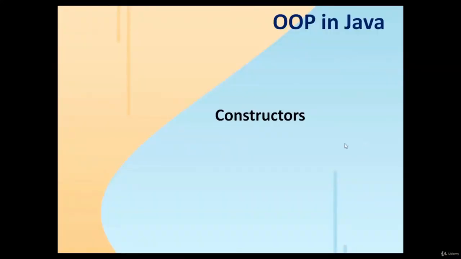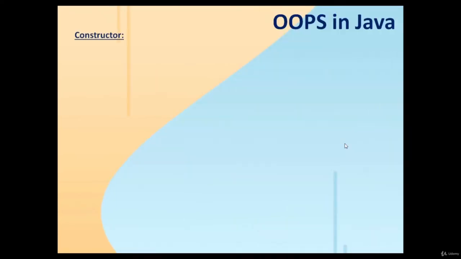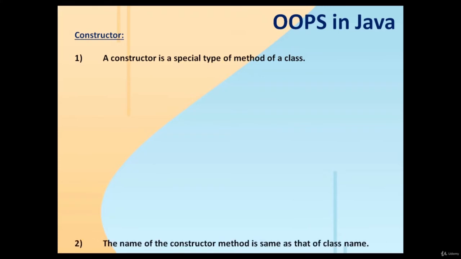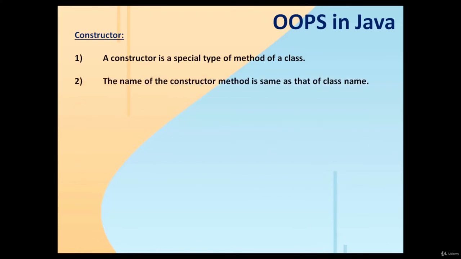This lesson is about constructors in a class. So what is a constructor? A constructor is a special type of method of a class. Normally, a class contains properties and methods, and a constructor is a special type of method. And we know every method should have a name. So for a constructor, the name of the constructor method is the same as the class name. So if my class name is Employee, the constructor method name also should be Employee.